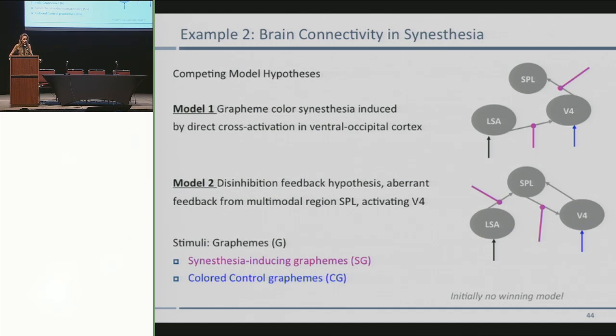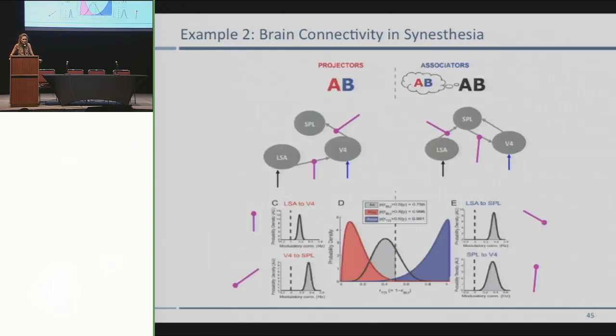Initially there was no winning model, so they tested the two models and couldn't find a winner. But they went back to their subjects and looked at the difference between people who projected their synesthesia and those who associated their synesthesia. Projectors were people who reported directly seeing the color in a letter in the visual field, whereas associators saw it in their mind's eye. They didn't directly see the letter O as yellow, but they just thought yellow. When the team went back and reanalyzed their DCMs, they found that the model separated according to the type of synesthete that they were testing.